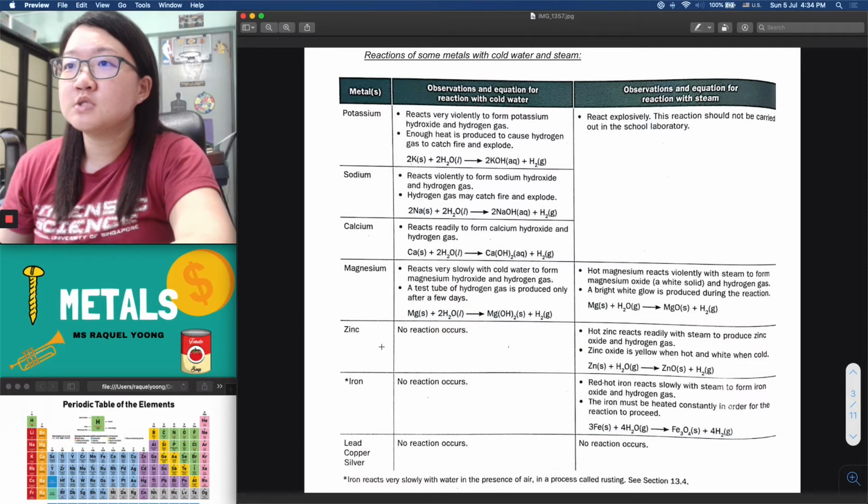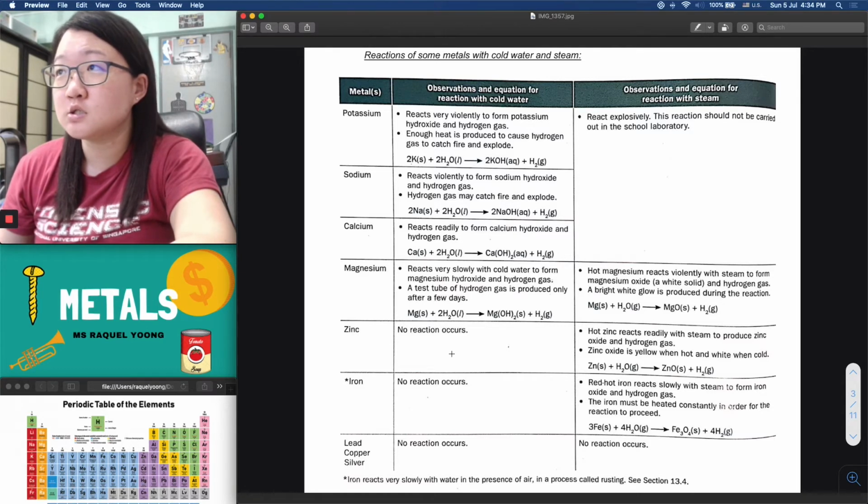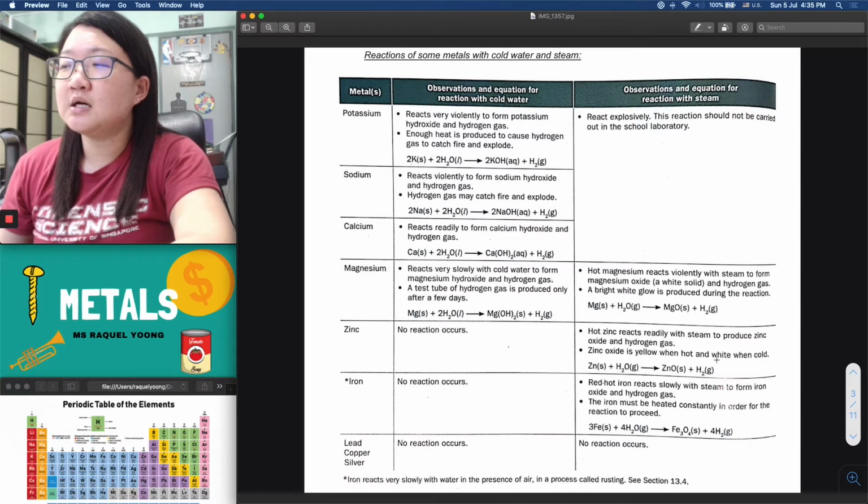Then moving on to zinc and beyond, right? So as you can see previously, when we react zinc and the subsequent metals with cold water, no reaction occurs. But this time around, when we react with steam, we can then further differentiate the relative reactivity. So for zinc, you notice that hot zinc reacts readily with steam to produce zinc oxide and hydrogen gas. You'll also notice that the product zinc oxide is yellow when it is hot, and if you leave it to cool down, after a while you'll notice a change from yellow color to white color.